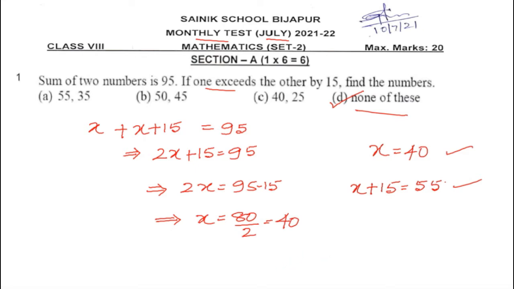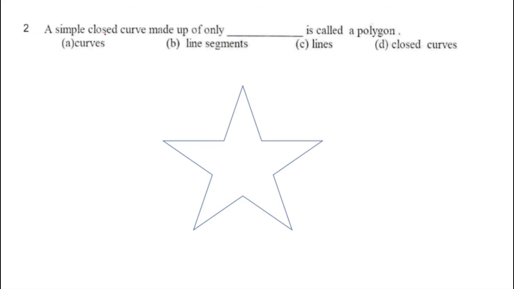Second question is, a simple closed curve made up of only dash is called a polygon. The right answer is line segments. You look at this polygon. These are the line segments. They are not the curves. They are the line segments.